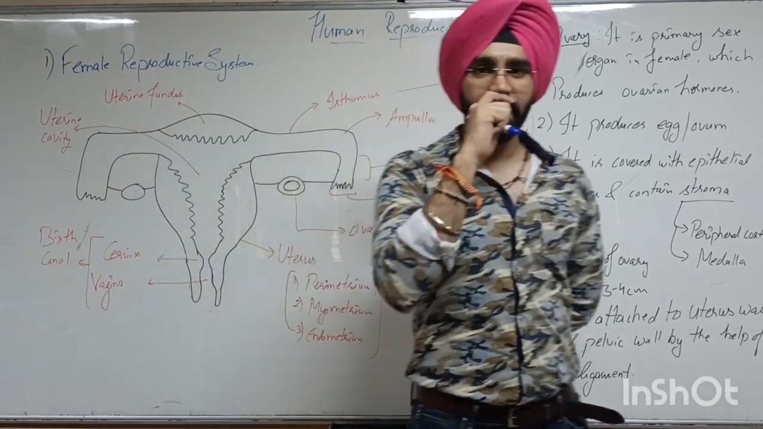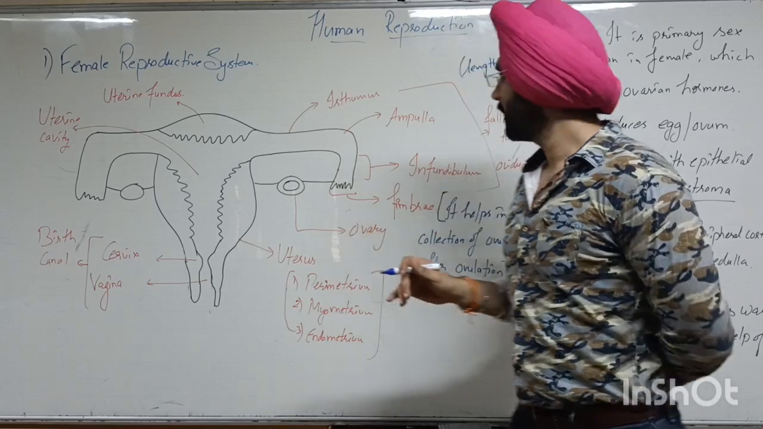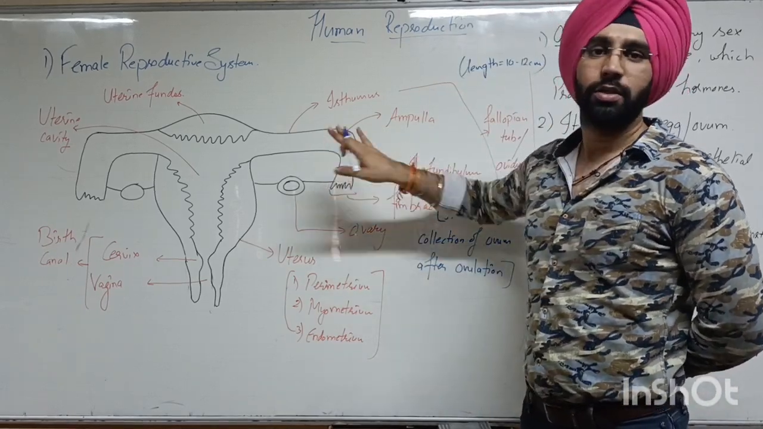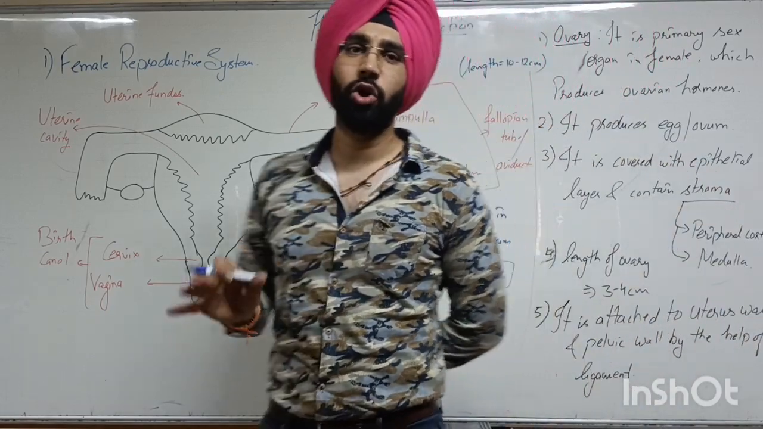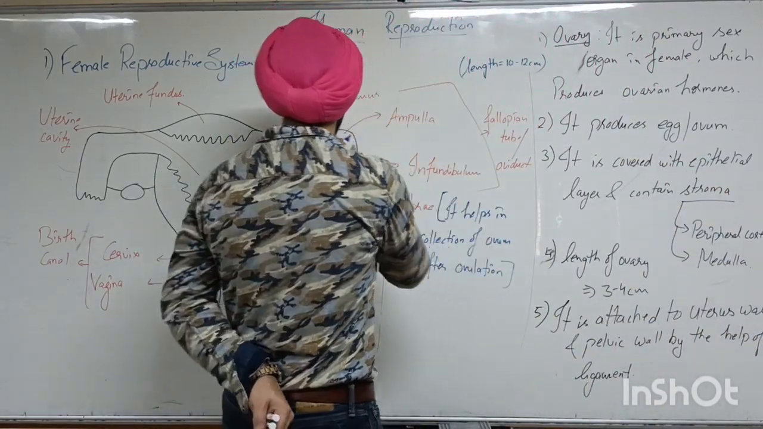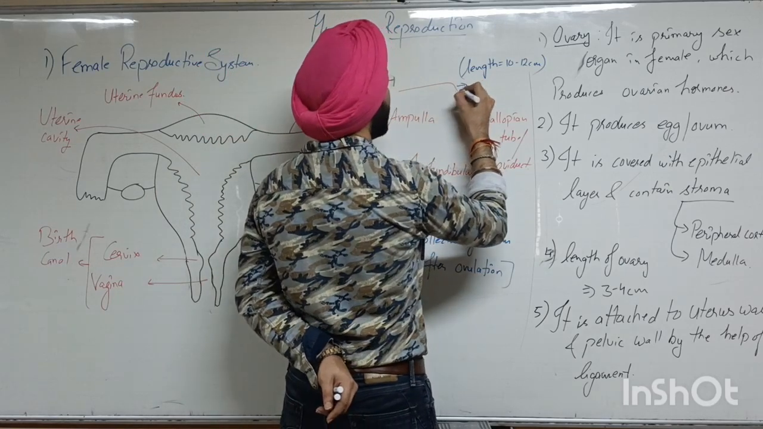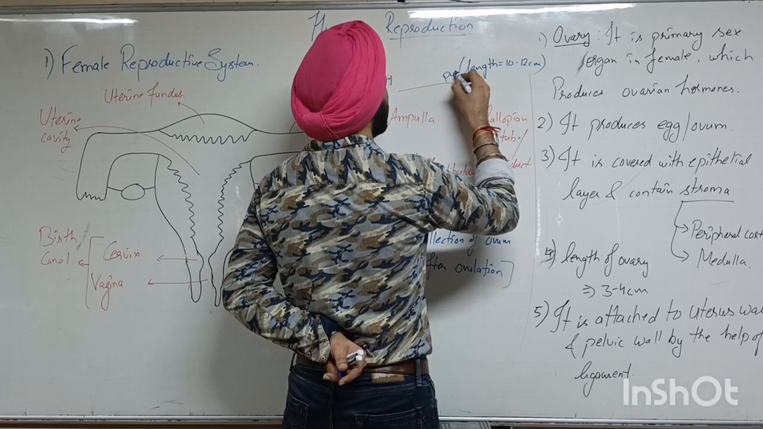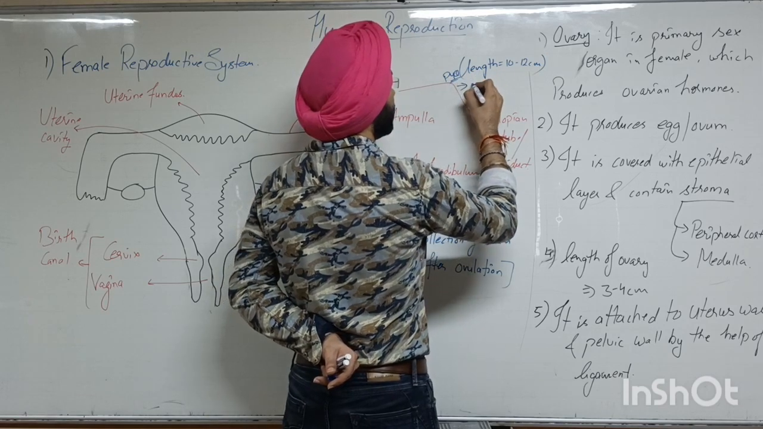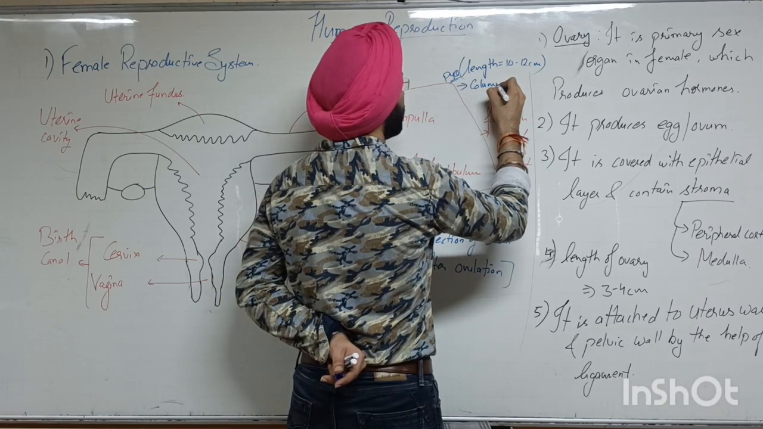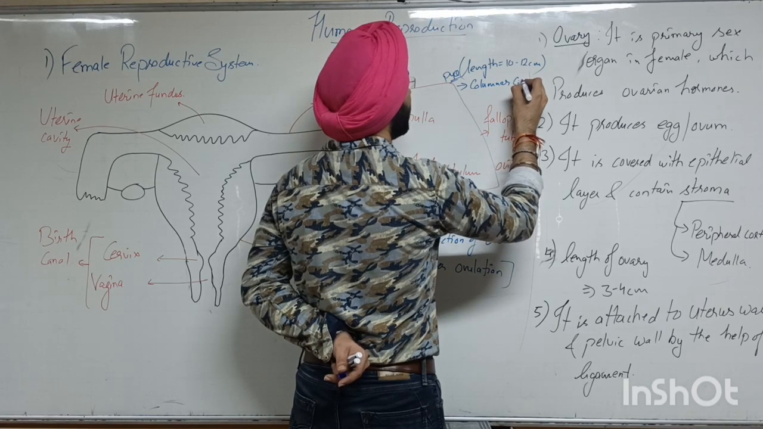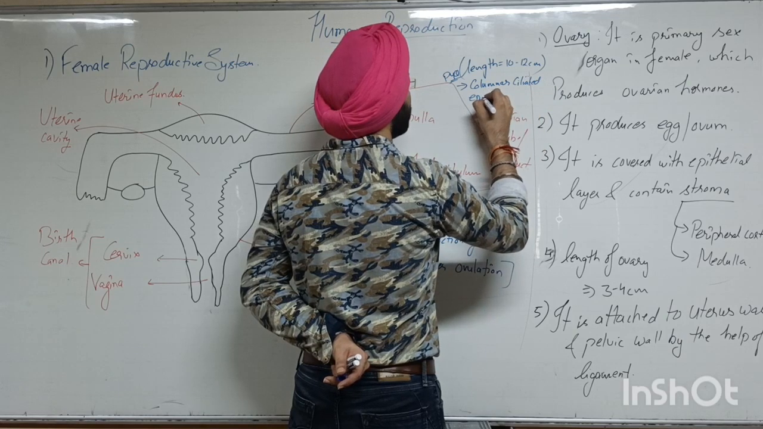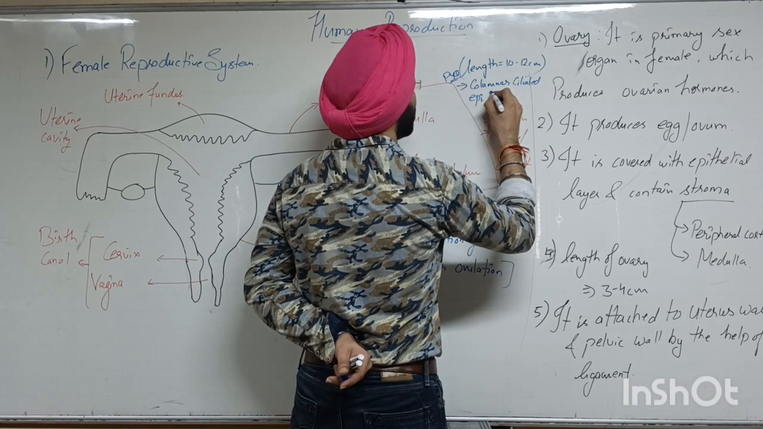There is another neat PYQ question which asks what epithelium is present in the fallopian tube. The answer to that question is that columnar ciliated epithelium is present inside the fallopian tube. Here I am writing PYQ. You can write it over here: columnar ciliated epithelium is present.